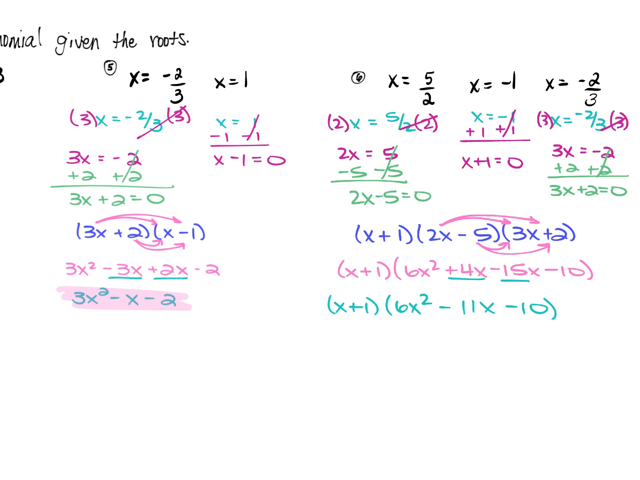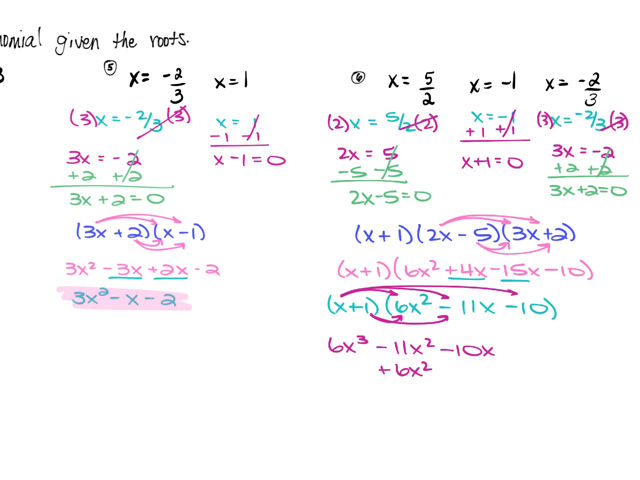From here, we're going to distribute the x and the 1 from the x plus 1 into that 6x squared minus 11x minus 10. So the x times 6x squared is 6x cubed. Then the x times negative 11x is negative 11x squared. The x times negative 10 is negative 10x. The 1 times 6x squared is 6x squared.